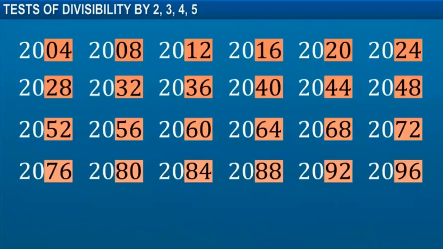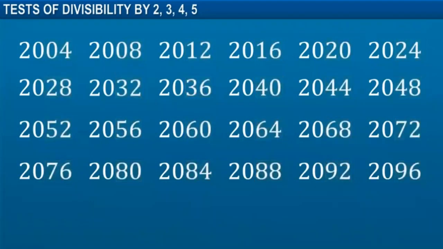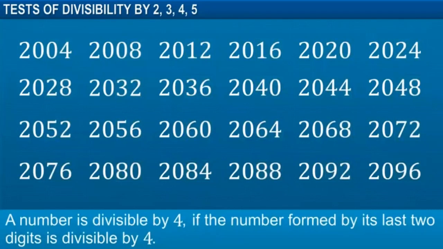Okay. This is the test for divisibility by 4. A number is divisible by 4 if the number formed by its last 2 digits, that is, ones and tens, is divisible by 4. Okay, so now you can write down this. A number is divisible by 4 if the number formed by the last 2 digits is divisible by 4.